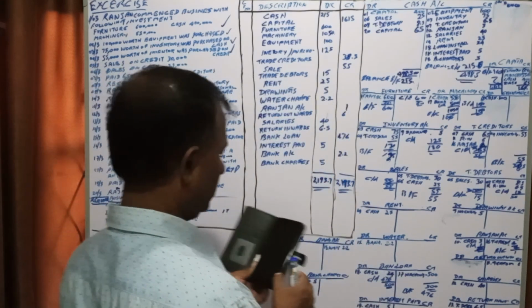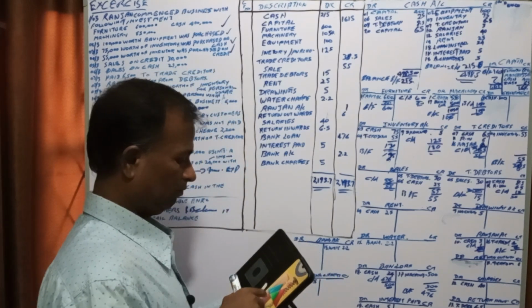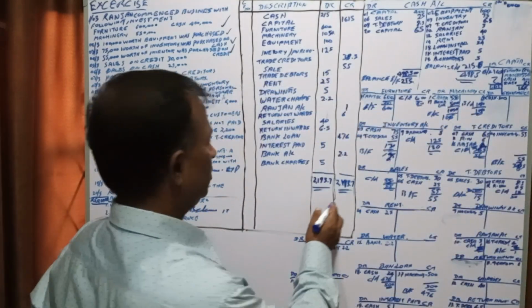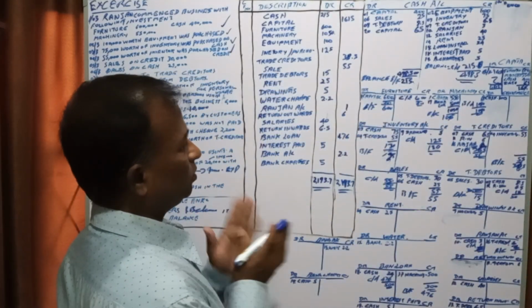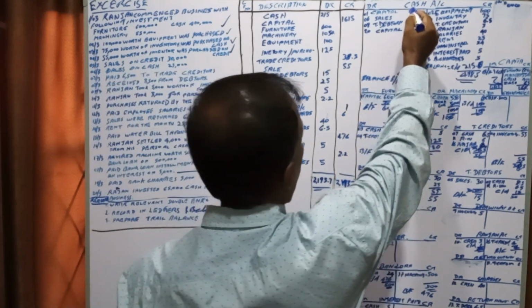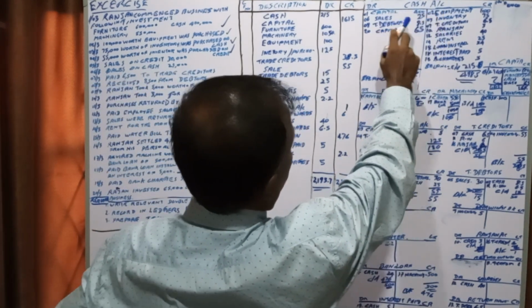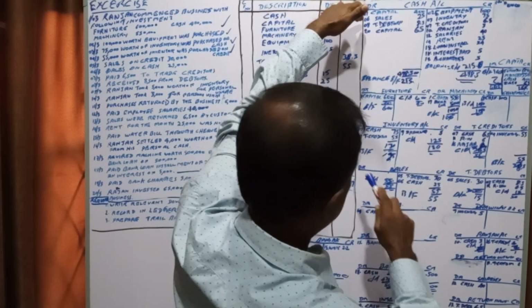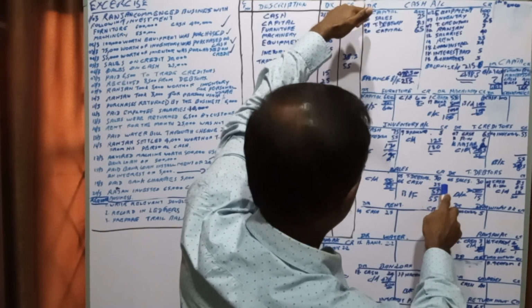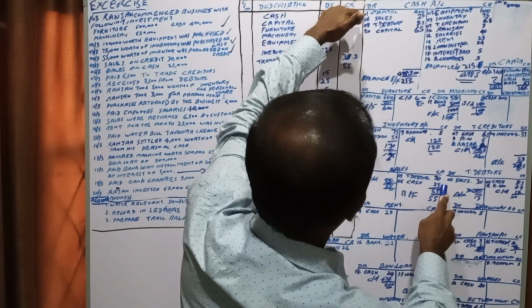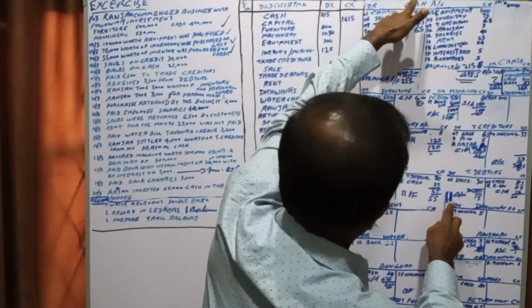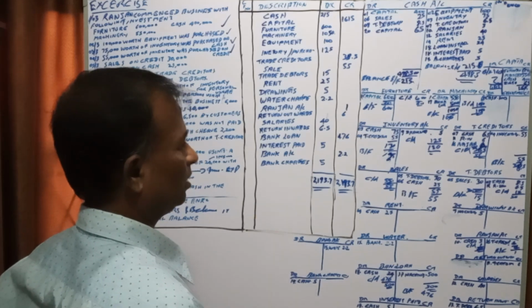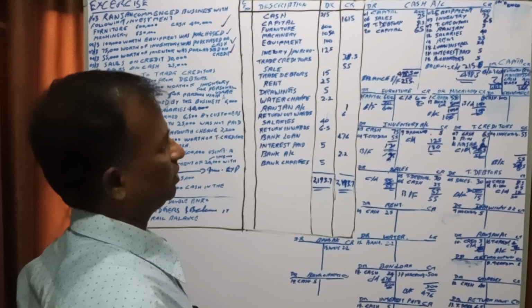If it is balancing, we are okay. If it is not balancing, then there will be a posting error. If the sales account is 25,000 and you put 20,000 in one place and 25,000 in the other, then definitely the trial balance will go wrong. There will be a difference of 5,000 like that.